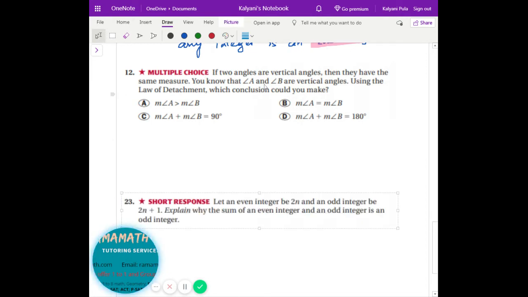So yeah, this is pretty good. The first one is the measure of angle A is equal to the measure of angle B. They're equal because vertical angles always have the same measure. So that's good. And let's look at the next question.